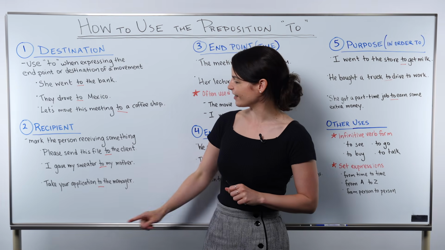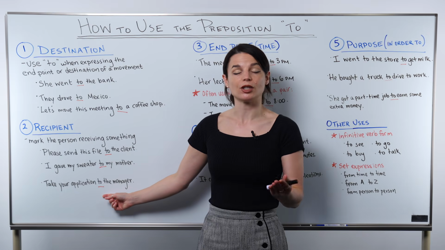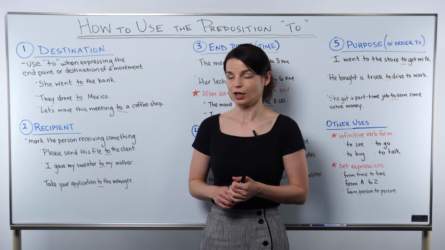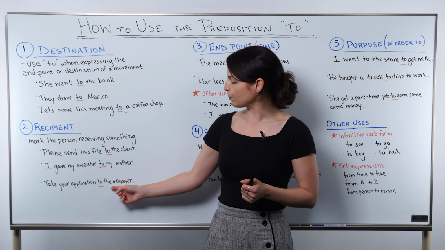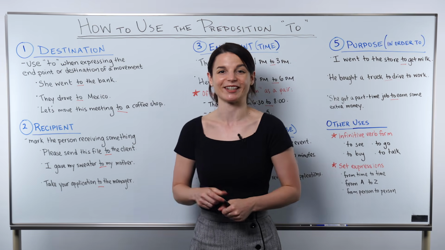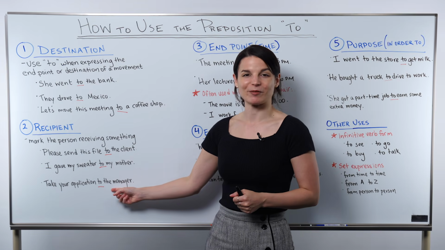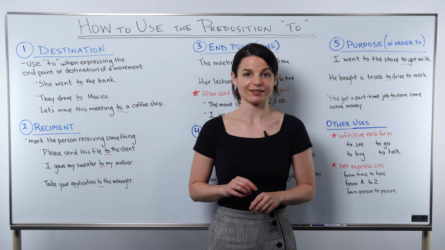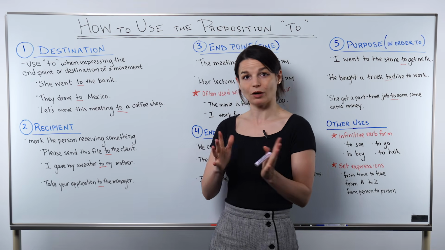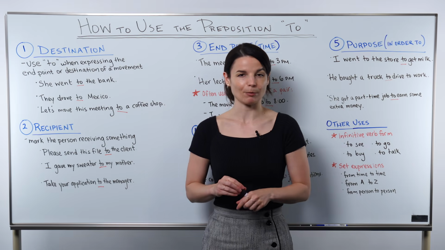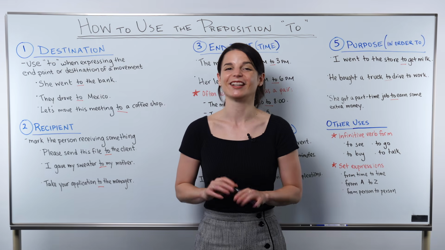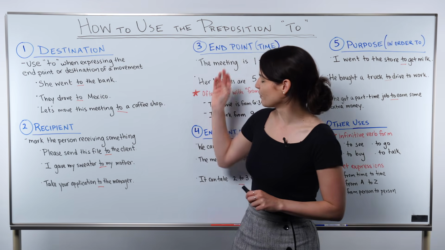Okay, last example. "Take your application to the manager." So again, we have our recipient here. In the future, this person is going to take their application to this destination person, the manager in this case. So we use "to" to mark the person who receives something or who is going to receive something. They're kind of the end person or the end point person. Okay, let's continue on to number 3 here.